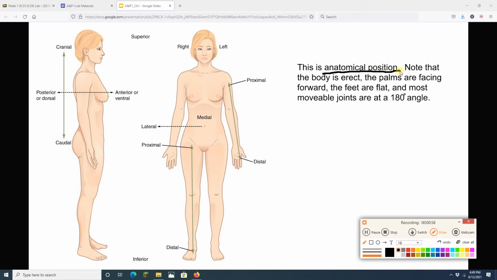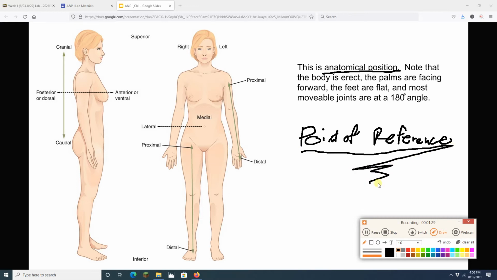Whenever we talk about the human body, we are always referring to people in anatomical position. What this does, rather, is give us a point of reference, so there is no confusion between you and me. If I'm talking about a body, you know I'm talking about that body in anatomical position. So having a point of reference is key. It makes us make fewer mistakes.